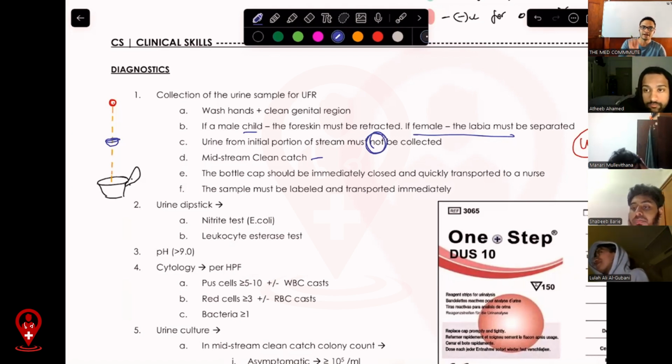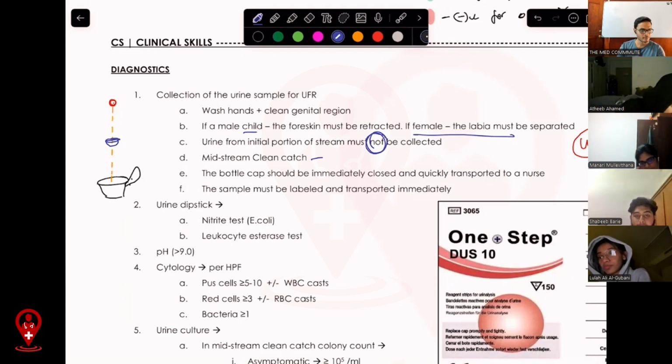Then another thing. Let's talk about adults. Let's say this is an already hospitalized adult patient, and he's on a catheter. How are we going to take the urine? Are we going to take the catheter sample, drawing urine out from the catheter? What do you all think?